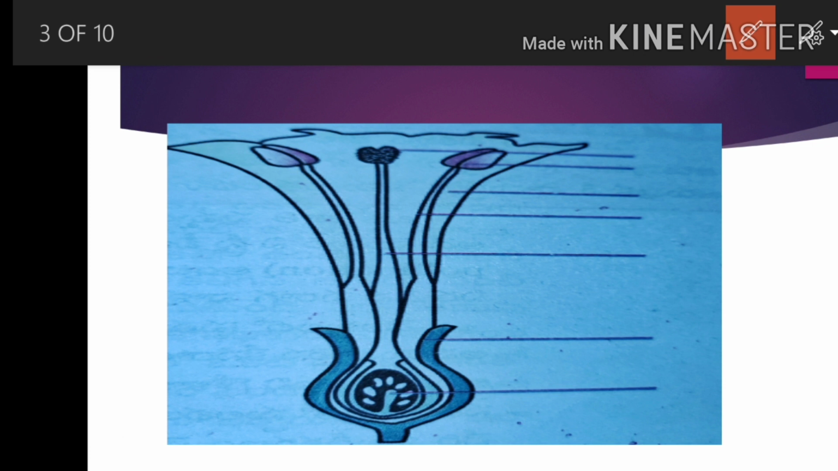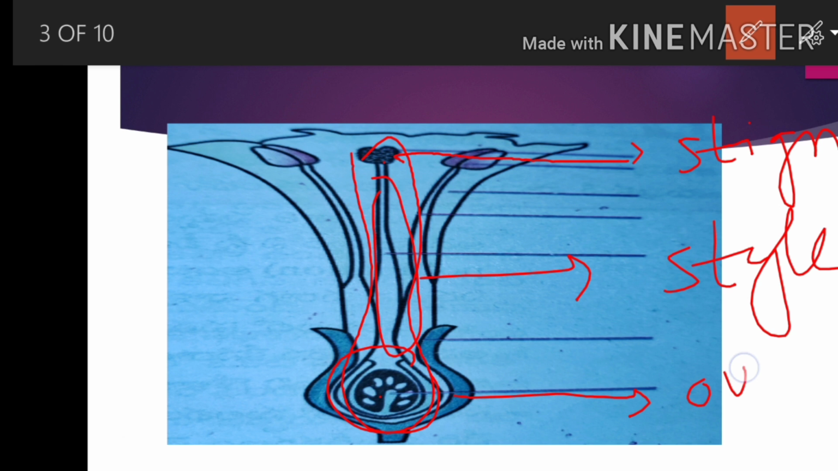The fourth whorl contains the carpel or pistil. This part will be called the fourth whorl. The upper swollen part of the carpel will be called the stigma, and the tubular structure which connects the stigma and ovary will be called the style. The lower part of the carpel or pistil will be called the ovary. Ovary contains ovules. The ovules will become future seeds.